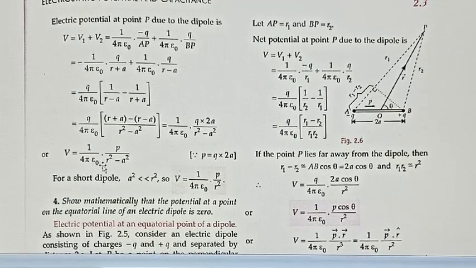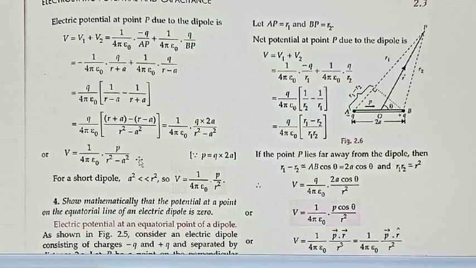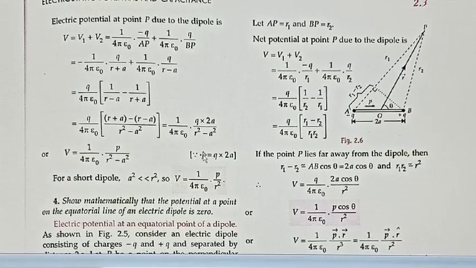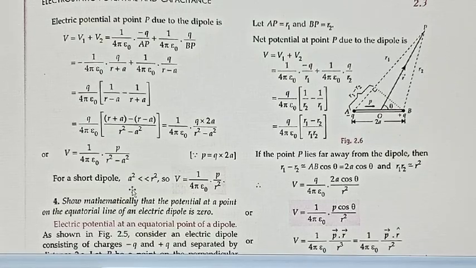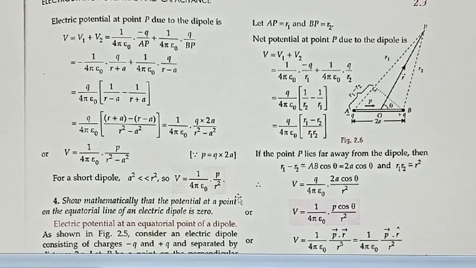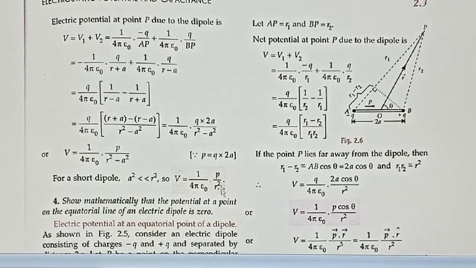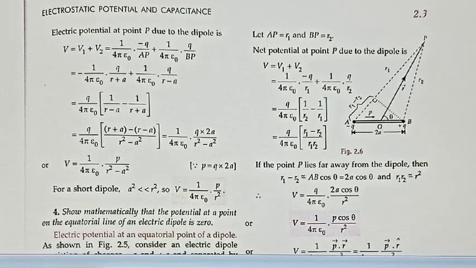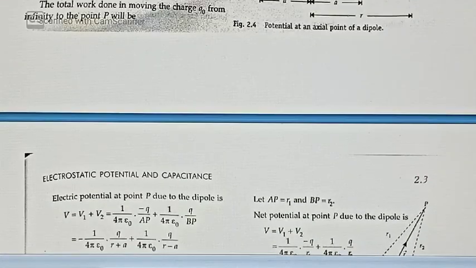V is equal to 1 by 4 pi epsilon naught P by R square minus A square. We have introduced P is equal to Q into twice A, which is the dipole moment. So for a short dipole you can write A square is very much less than R square, so V is equal to 1 by 4 pi epsilon naught P by R square. So V is proportional to 1 by R square. This is for the axial point. As you can see in the diagram again, the point P is considered on the axis of the dipole.